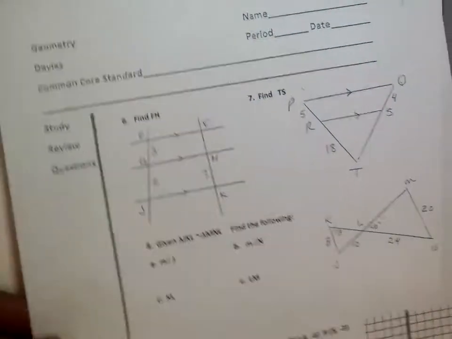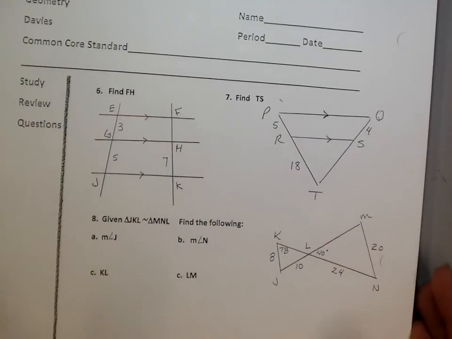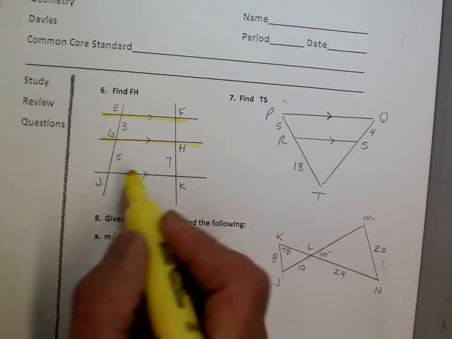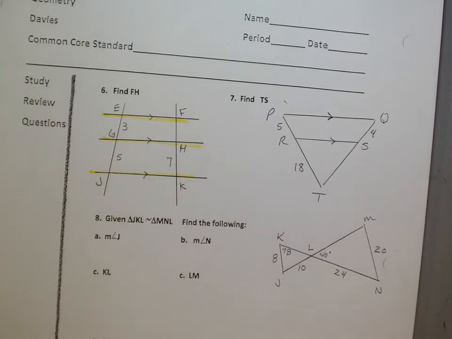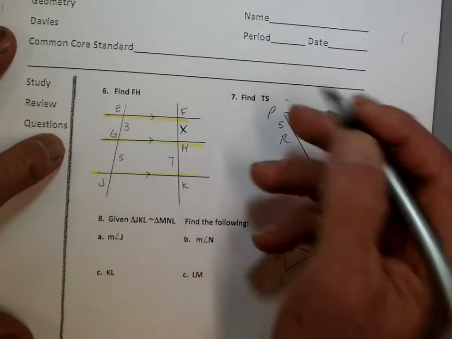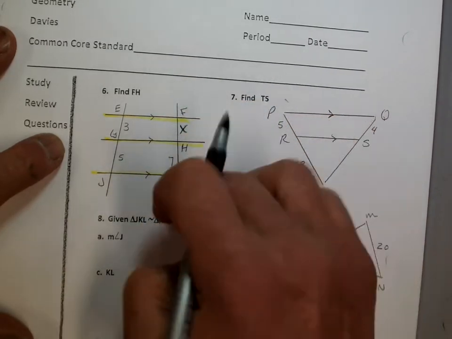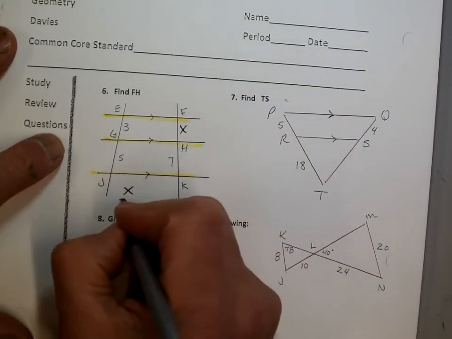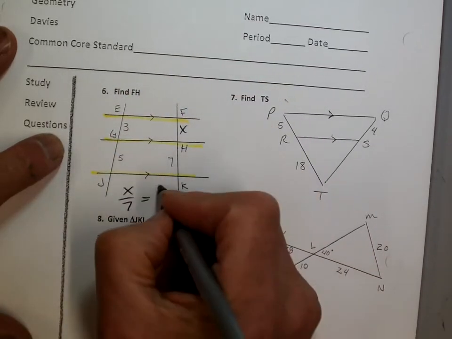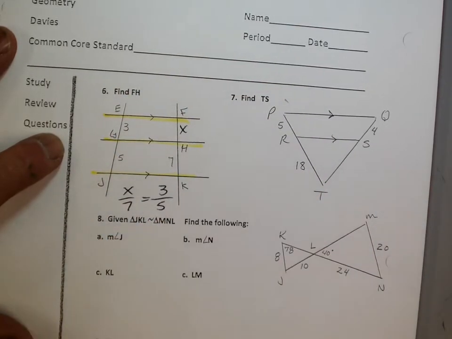And then on 6, I see all 3 parallel lines, and this becomes pretty easy too. They're all parallel, so I can set up my proportions. I want to find FH, let's call that x. So I can go x over 7 equals 3 over 5. Cross multiply and solve.